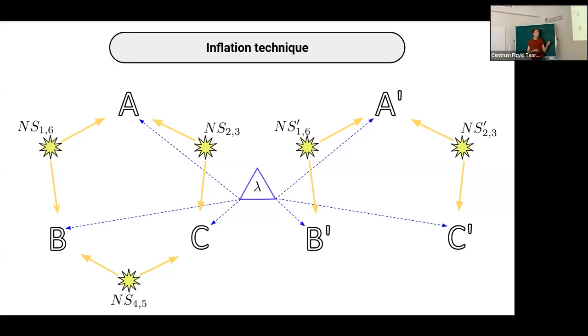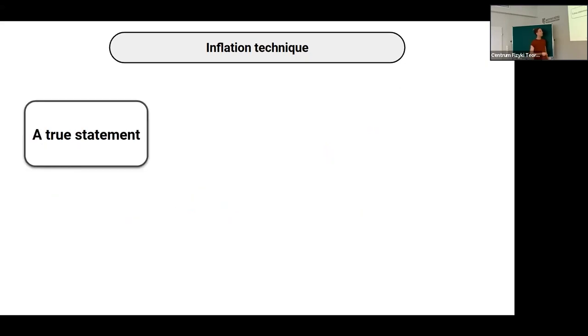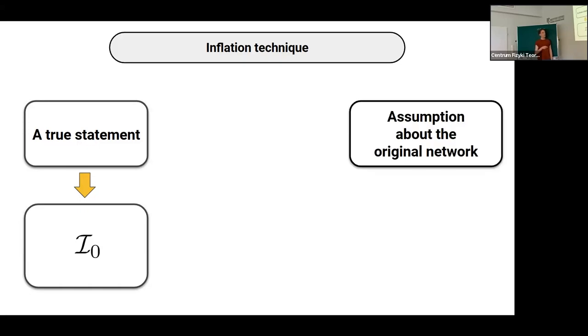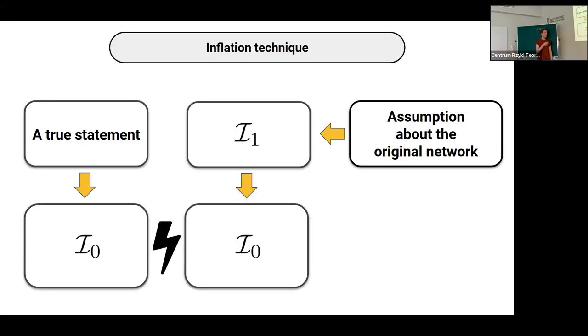So you can assume, for example, that GHZ can be generated in this three-partite network, and you can show a contradiction: if you assume this, then on this network you contradict a certain mathematical statement which should be true, and so your assumption is wrong. So you start from some true statement, usually a mathematical inequality, and you find a corresponding specific inequality for your inflation. Then you take your assumption about the original network, you go from one inflation to the other, and you show that something follows from the assumption which contradicts this. And this has to be true always, so your assumption is wrong.